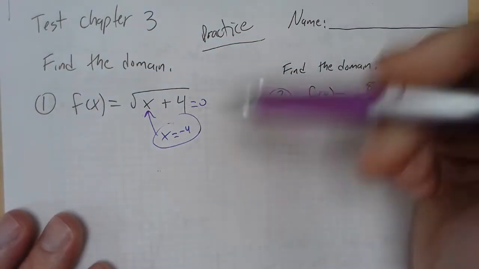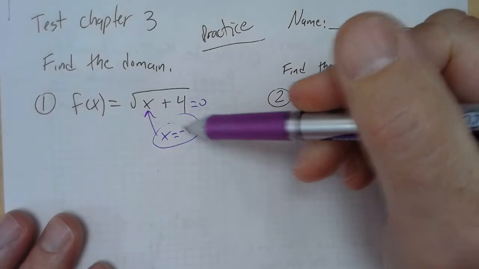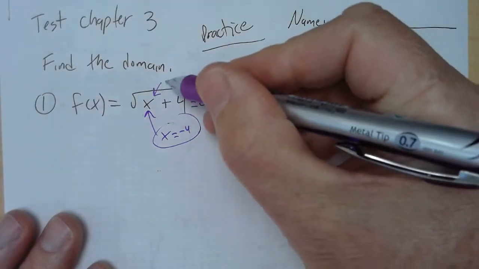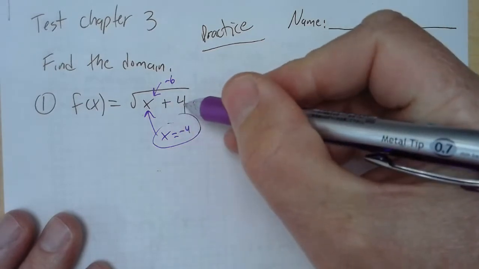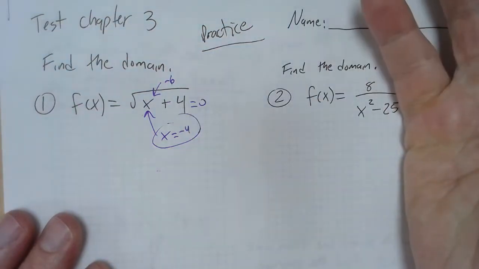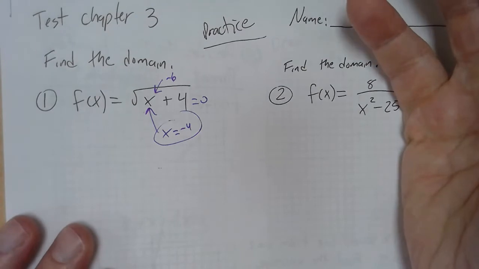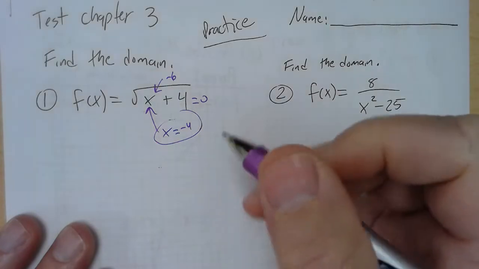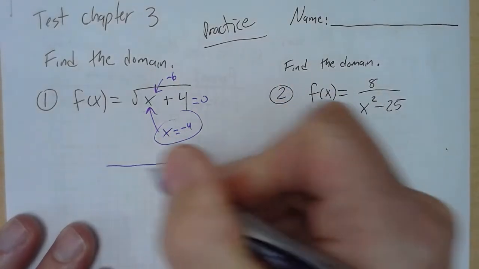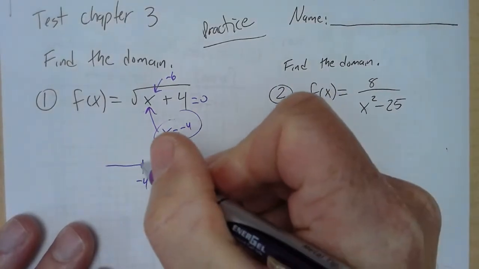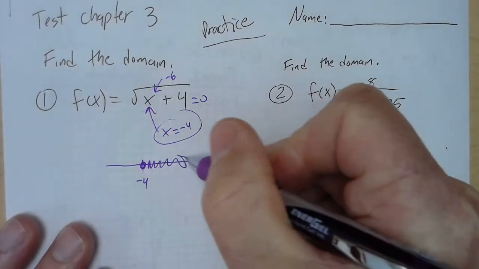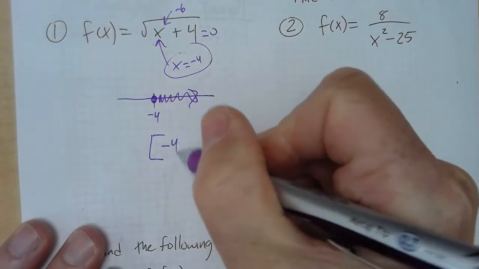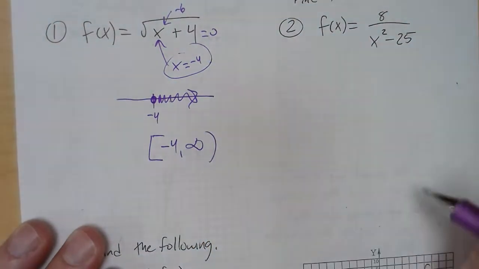But then, can I have larger negative numbers? Can I put -5 or -6 in there? Well, if I put like -6 in there, -6 plus 4 would be -2. It can't take the square root of -2 because it creates imaginary numbers, right? So I need to have things that are bigger than -4 or equal to -4. So if you think of the number line, you got -4 here. It could be -4, but it needs to be numbers that are bigger than -4. So in interval notation, you'd use a bracket, -4, comma, infinity.